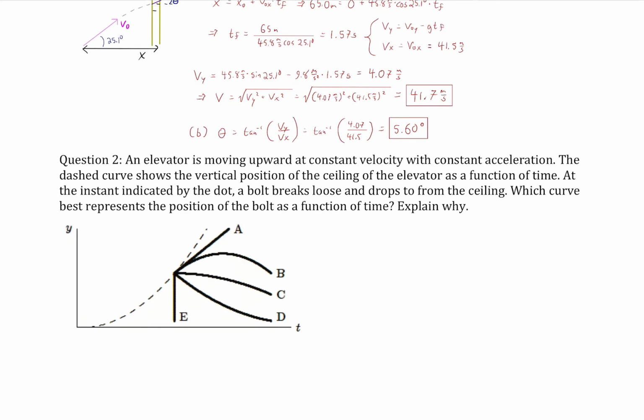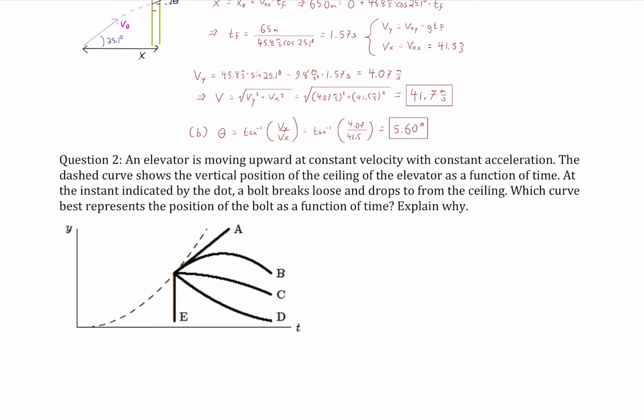Which curve best represents the position of the bolt as a function of time? First of all, we know it has to be either option A or B, since this is the position function of the elevator and thus of the bolt before the bolt starts moving independent of the elevator. The velocity of the bolt at the moment it starts moving independently must be the same as the velocity of the elevator. Agree? Well, that means the initial velocity of the bolt has to be a tangent line of this curve. Only A and B are tangent to the curve at the dot. This one is not tangent, and certainly E is not tangent. So they violate the basic definition of velocity. So it must be A or B.